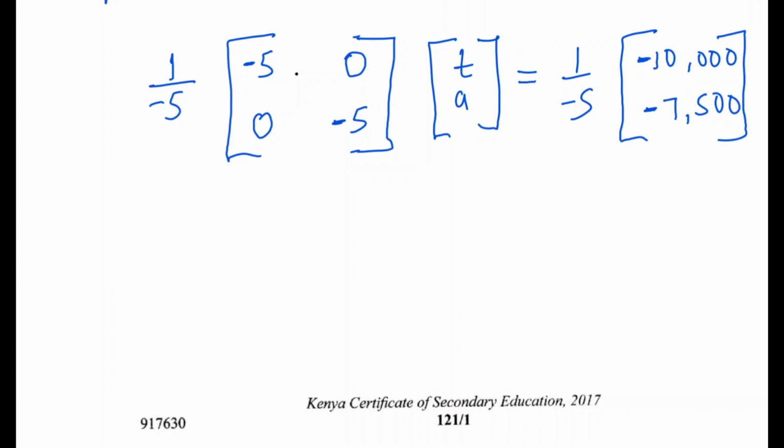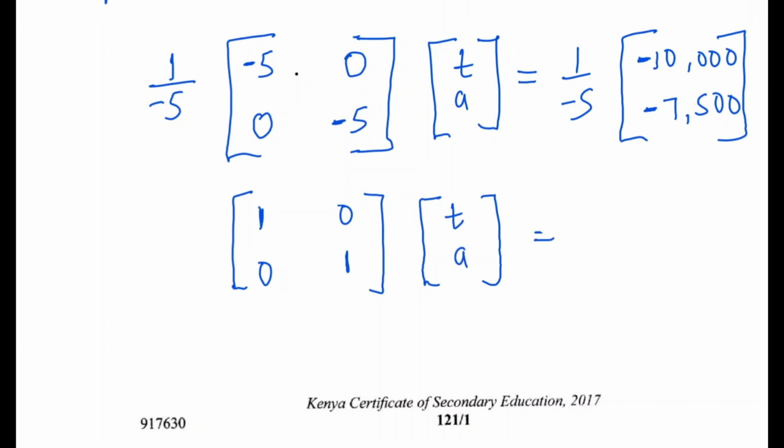Let us complete our working out. 1 over 5 times 5 is just 1. 1 over 5 times 0 is just 0. 1 over 5 times 0 is 0, and 1 over 5 times 5 is 1. Remember that our negative signs will cancel out because they are both on the outside and on the inside. And a negative times a negative gives us a positive. So the identity matrix times TA is equal to, on the other side, 1 over 5 times 10,000, which is 2,000 shillings, and 1 over 5 times 7,500, which is 1,500 shillings.